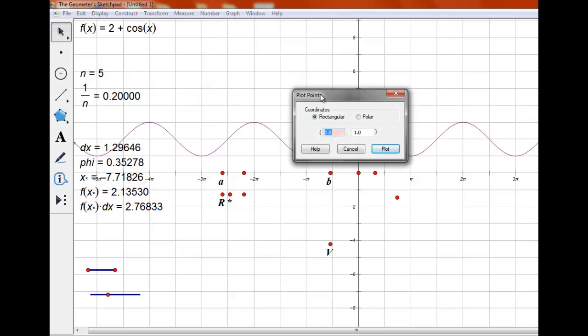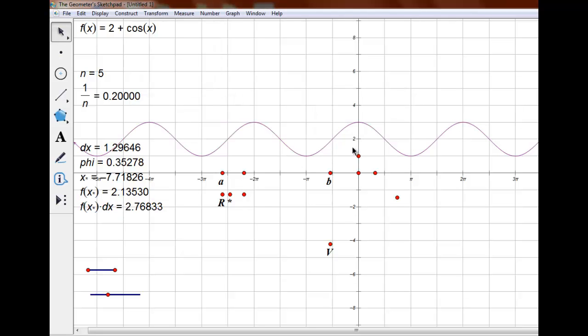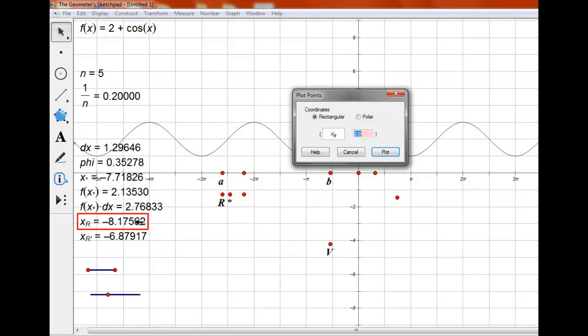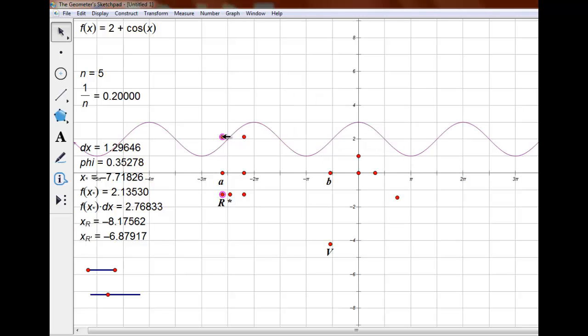Now I'm going to plot some points, but first I need the x-coordinates of the left and right endpoint of the subinterval. So xr and f of x star, xr prime and f of x star, and now I have all 4 points defining my first rectangle. There's my first rectangle, left rectangle, right rectangle. That's basically what the rectangle will look like.